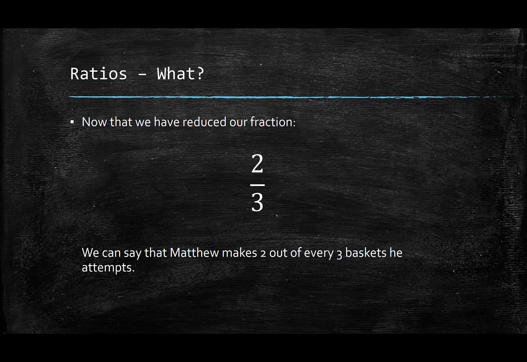Now that we've reduced our fraction, we can restate our original statement. If you recall, the original statement stated that Matthew made 12 out of 18 of his shots. That can now be restated to say that Matthew makes 2 out of every 3 baskets that he attempts.